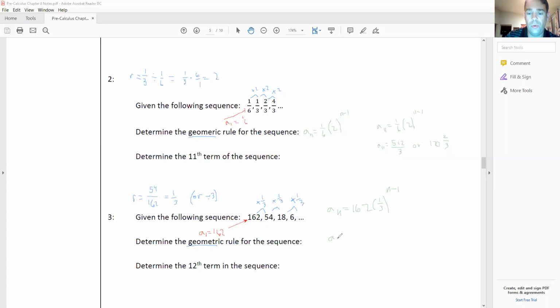And we want to find the 12th term. So we're going to take it and we're going to plug in 12 in for n. And when you do all that, you find out that the 12th term would be equal to 2187. All right, so there we go.